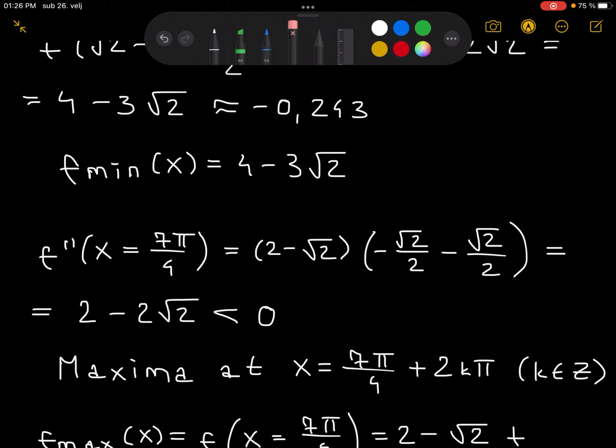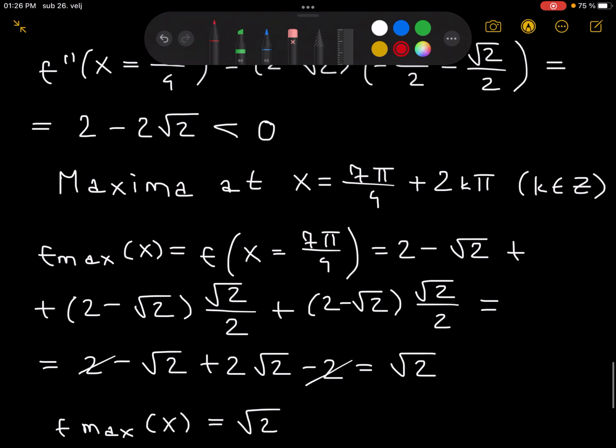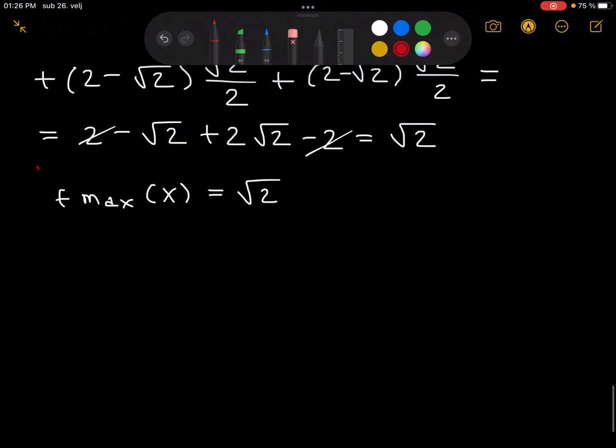So this is the function's minimum value, and this right here is the function's maximum value. So basically, we conclude this video with this answer.